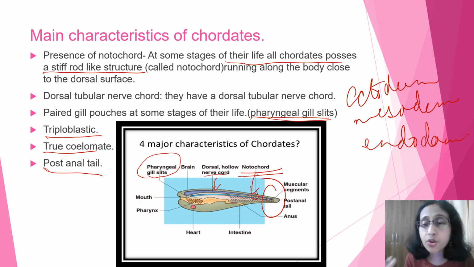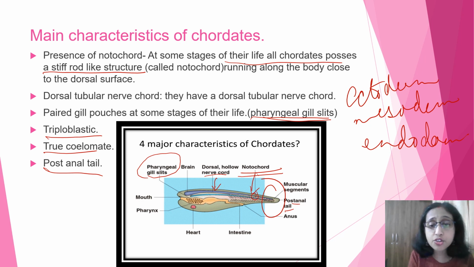So that is not present. So these are the main characteristics of the chordates. Four major characteristics of chordates: pharyngeal gill slits, dorsal hollow nerve cord, notochord is present, post-anal tail is present. Apart from that, the other characteristics which are being shown will be present in all animals, right?